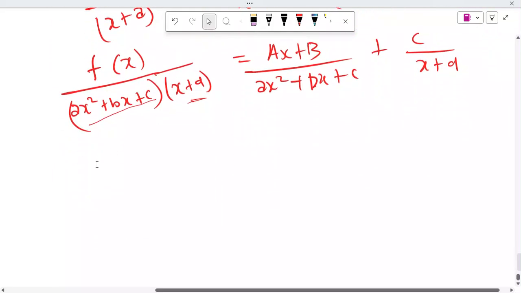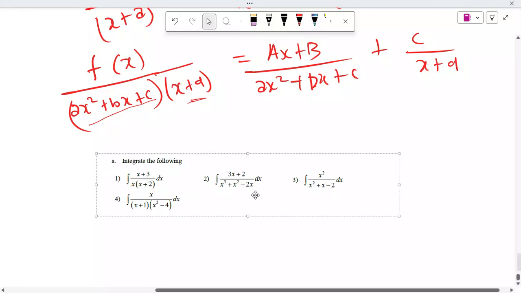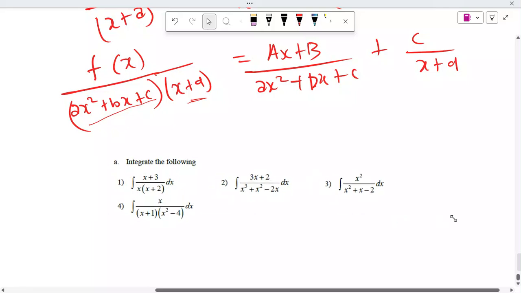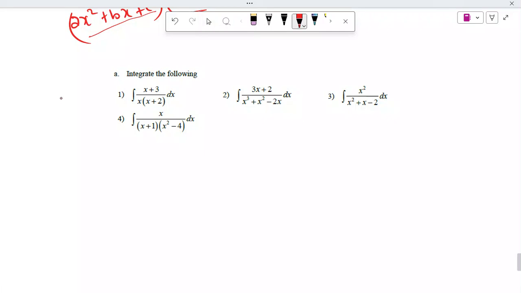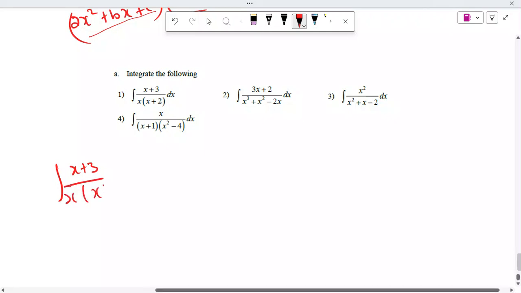Okay, so let's start with question 1 so that you guys see what I'm talking about. So part 1, we're told to integrate x plus 3 over x plus 2.